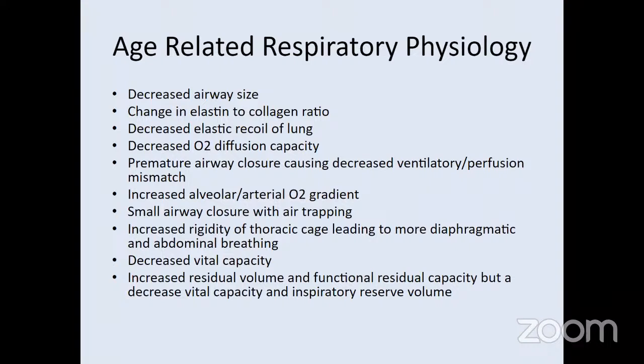So the oxygen does not diffuse adequately into the arterial system, which eventually impairs the oxygenation of the blood and the oxygen that reaches the brain. A small airway closure with air trapping. Also, there is increased rigidity of the thoracic cage, leading to more diaphragmatic and abdominal breathing, and also decreased vital capacity, increased residual volume and functional residual capacity, but a decreased vital capacity and inspiratory reserve volume.